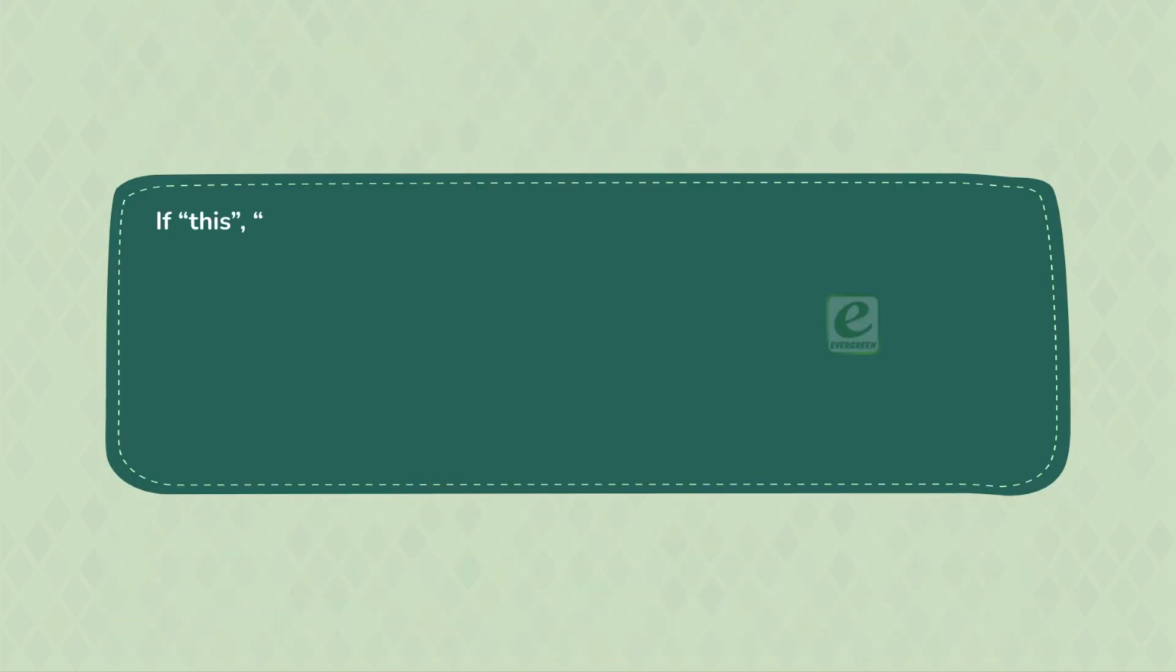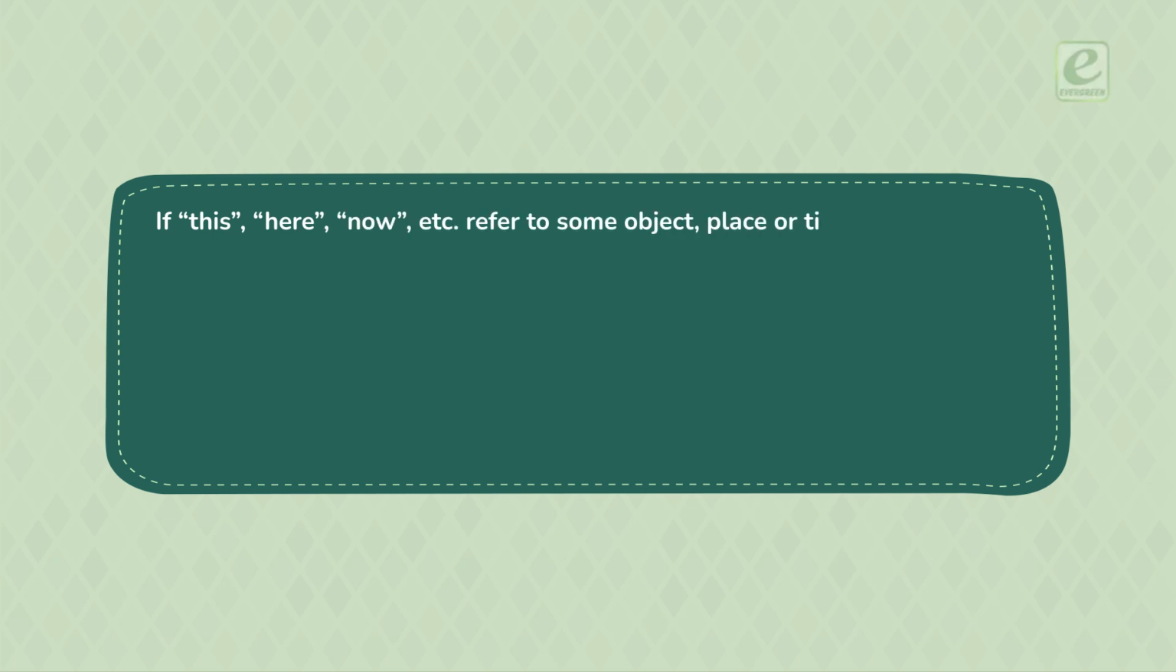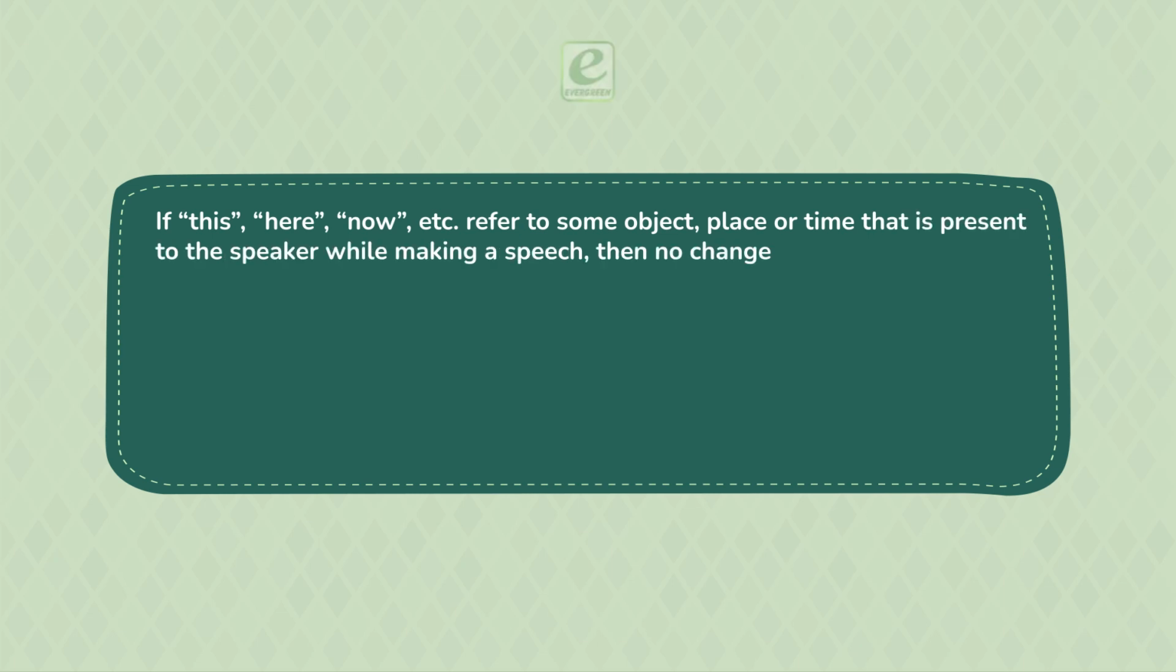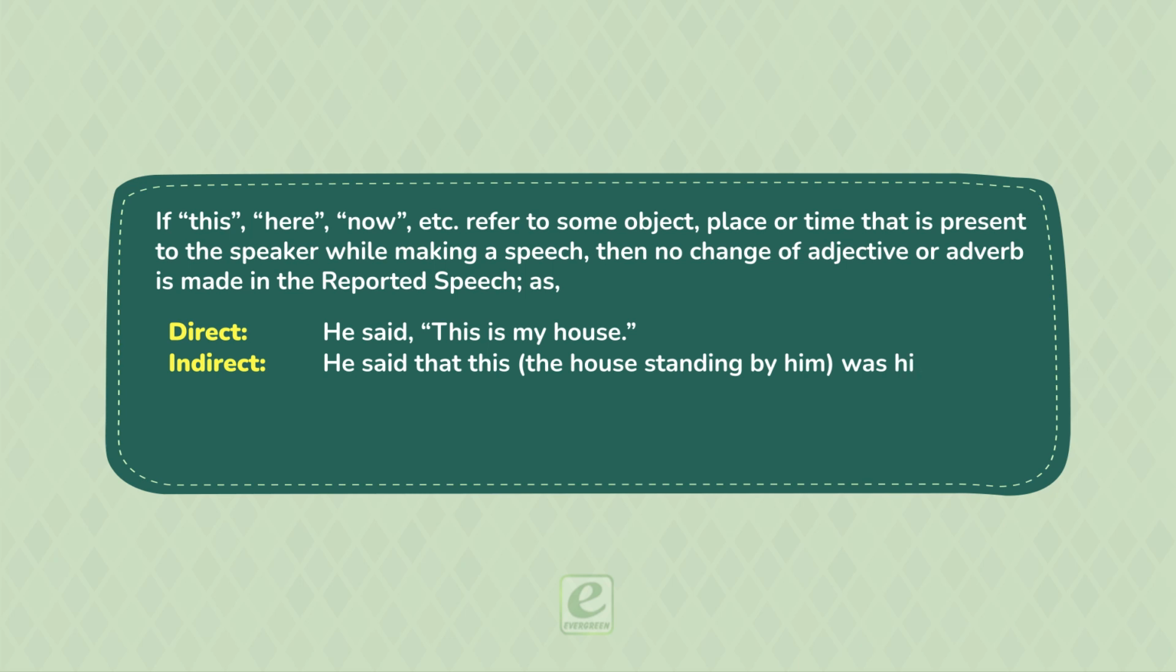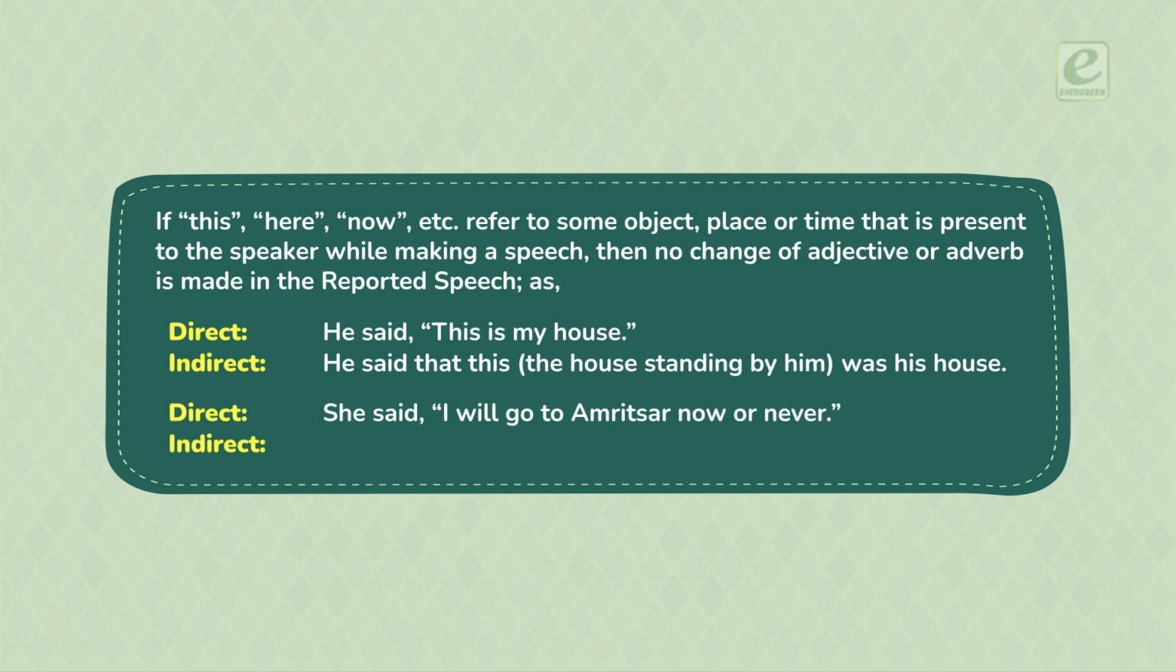If this, here, now, etc. refer to some object, place or time that is present to the speaker while making a speech, then no change of adjective or adverb is made in the reported speech. Direct: He said, "This is my house." Indirect: He said that this, the house standing by him, was his house. Direct: She said, "I will go to Amritsar now or never." Indirect: She said that she would go to Amritsar now or never.